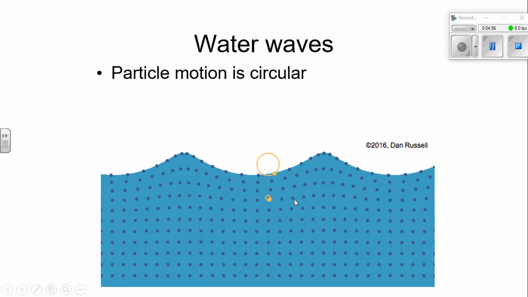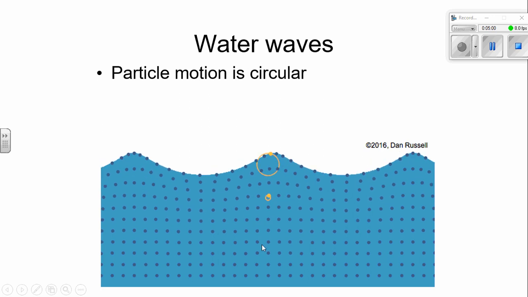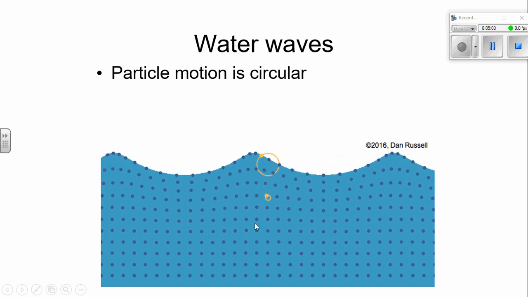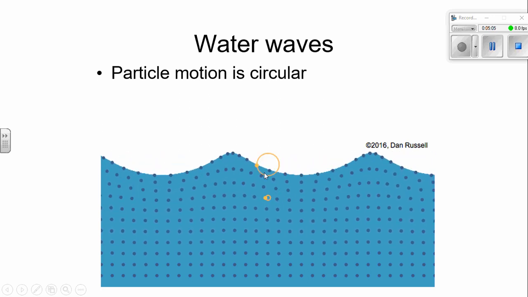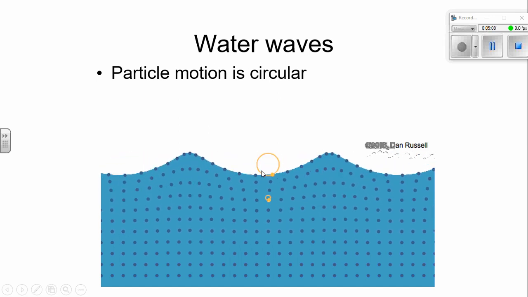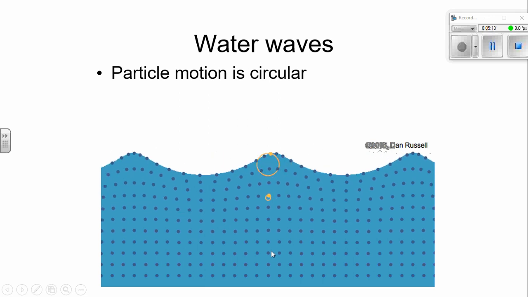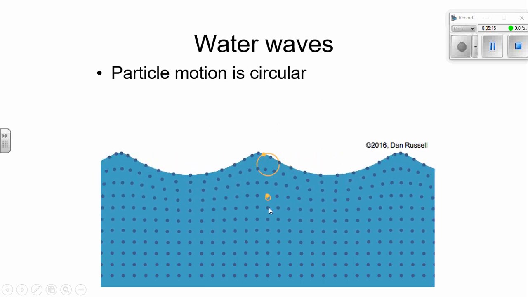Water waves are actually neither. It's a kind of a combination of the two, which we're not going to talk about too much, but I figured I'd talk about it for a quick second. Any water particle is going to move in essentially a perfectly circular path. The farther you go down in the water column, the smaller that circle is.